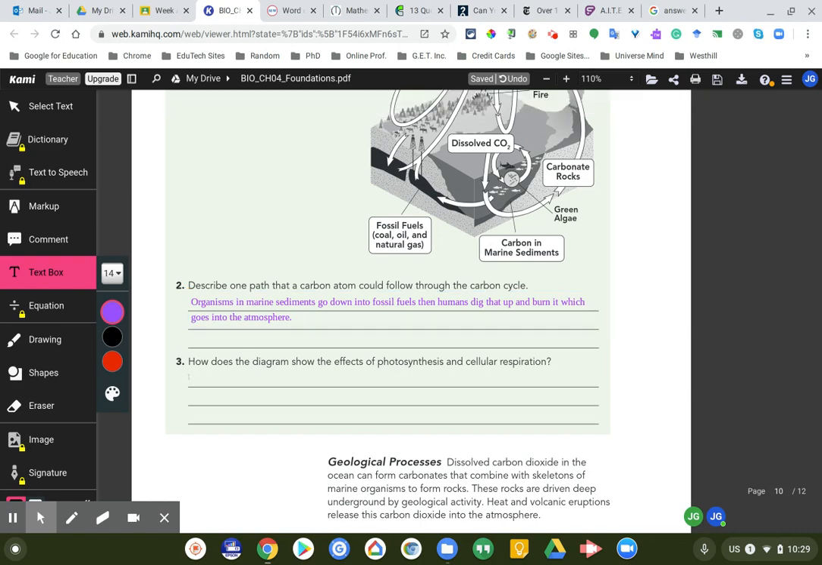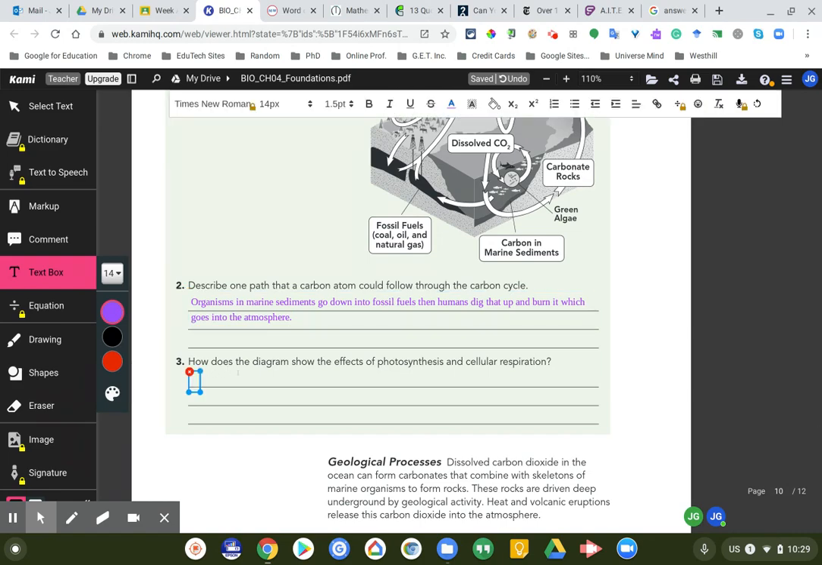How does the diagram show the effects of photosynthesis and cellular respiration? So while we know this, right? While cellular respiration releases carbon dioxide, carbon dioxide into the environment.